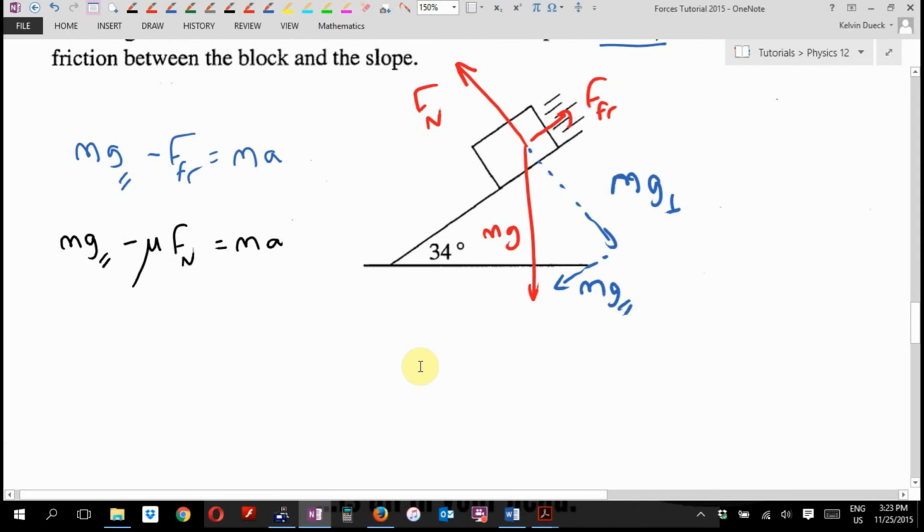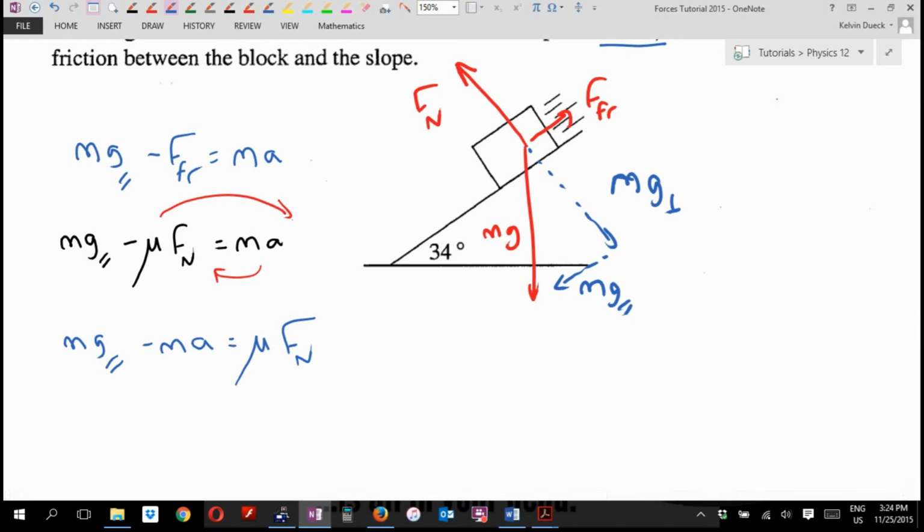What am I trying to find? Mu. I would get the mu by itself. Now, this is not a rule, but I hate having a negative in front of the mu, so I would choose to move this over and that over. I would write this as mg parallel minus ma equals mu times the normal force. I think that looks prettier. I don't know the normal force. Oh, but look, I know the force is the same size as the normal force.